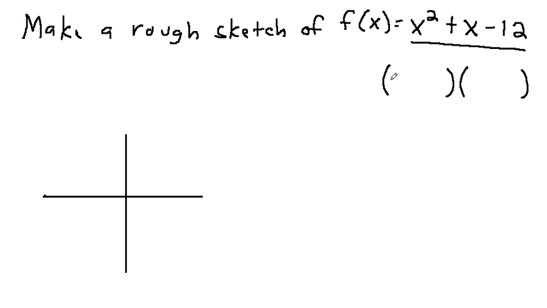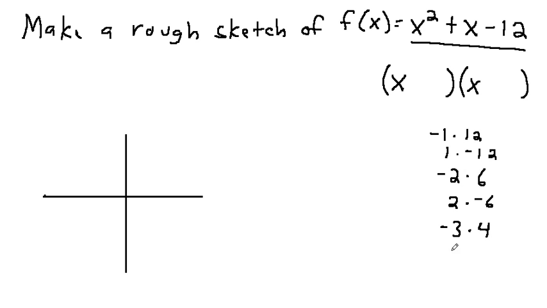And I know that the first two numbers, or variables, have to multiply out to give me x squared. I also know that the last two things that I put here have to multiply to negative 12. So there's lots of options for that. I mean, it could be negative 1 times 12. It could be positive 1 times negative 12. It could be negative 2 times 6, or positive 2 times negative 6. Or finally, it could be negative 3 times 4, or positive 3 times negative 4. And those are all the integers that could multiply to negative 12.